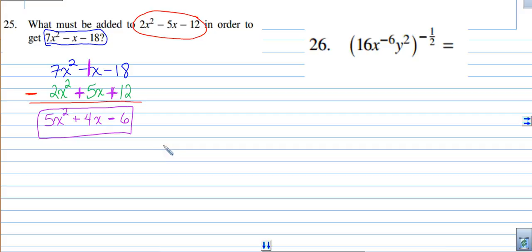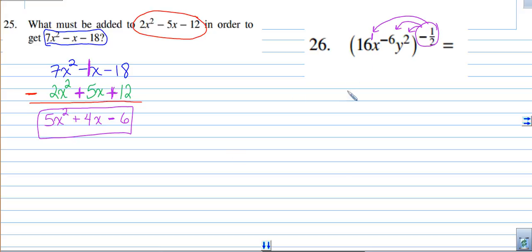Okay? Question 26. We look, we have a parentheses, and we have an exponent on the outside. So we look, there's no subtraction or addition in here. This is a negative exponent, okay, not a subtraction sign. And since there's no addition or subtraction, this becomes an exponent distribution question. So we're going to distribute to the 3 items that are in here. Okay, and remember the 16 has an understood 1 there.